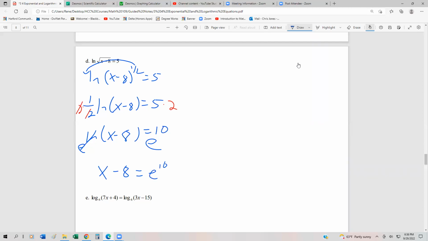And finally, we would just add 8 to both sides. We know that e to the 10th and 8 are unlike terms, and so our answer, x, is going to be equal to e to the 10th plus 8.